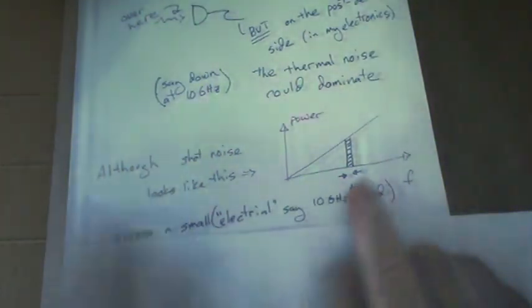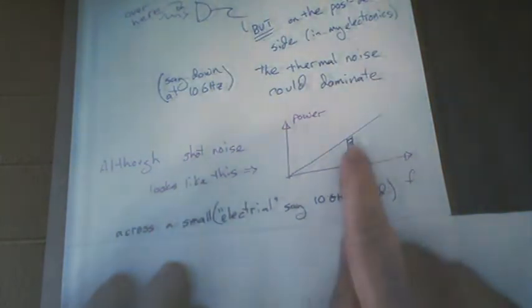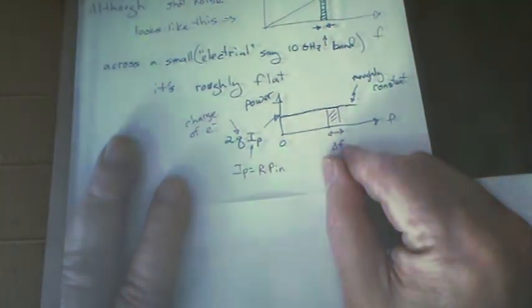Now, although shot noise climbs like that, if you're in what optical people would call a small electrical bandwidth, like 10 gigahertz or something, that looks roughly constant. It's roughly flat. And so in books like Agarwal's, it'll say shot noise is going to be like this, roughly constant. You have a certain band of frequencies that's going to scoop up this much of it.